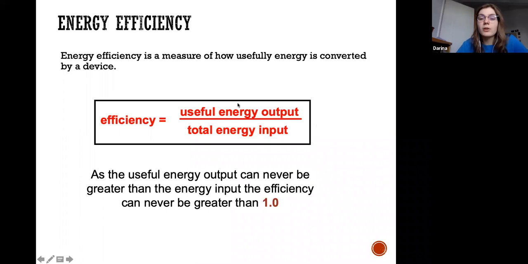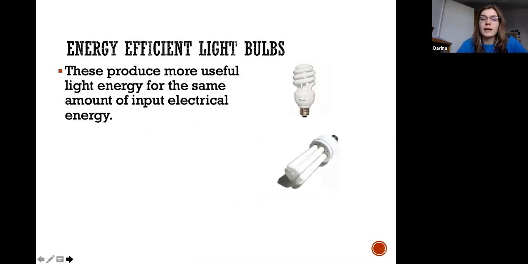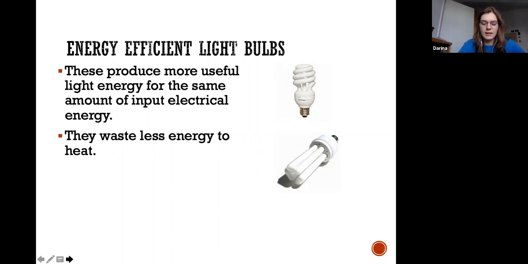Because useful energy output can never be greater than the energy input, think about your conservation of energy, the efficiency can never be greater than 1, or 100% if you're using percentages. That is really useful when we're buying things like energy efficient light bulbs. All light bulbs have an efficiency rating on them, and energy efficient light bulbs produce more useful light energy with the same amount of input electrical energy. And we have less energy wasted as heat.